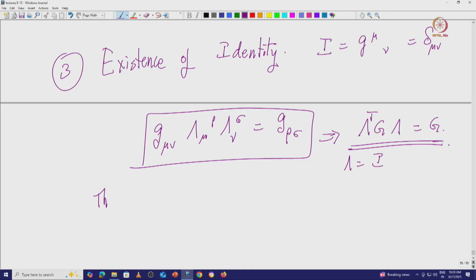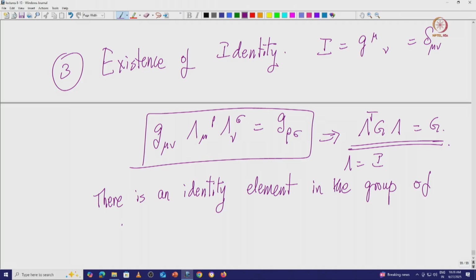There is an identity element in the group of Lorentz transformations. So this proves it. Now, I just want to make one more connection here.